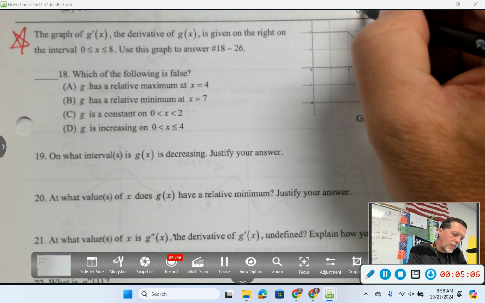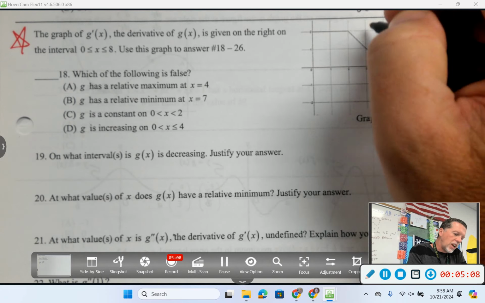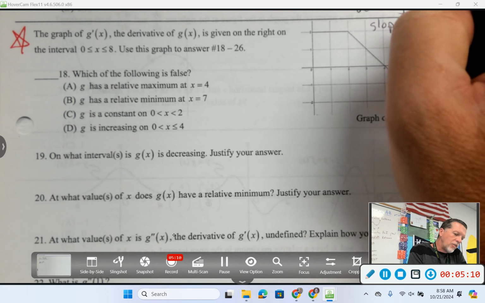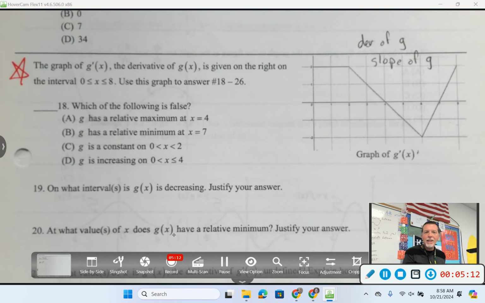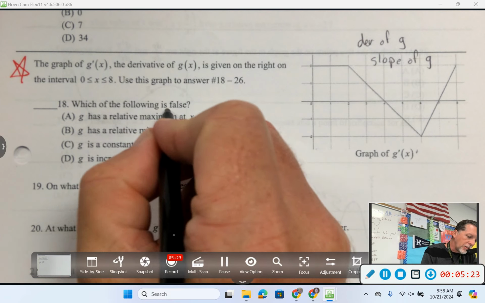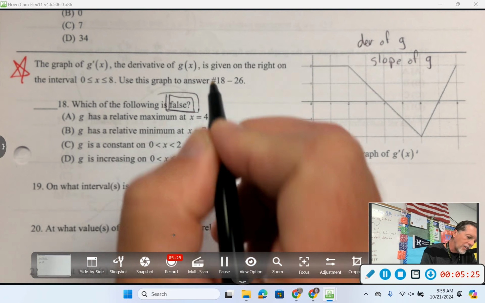Okay, so this is the derivative of g. This is the slope of g. I don't have to rewrite that, but I'm just trying to get my brain around the fact that this is not the picture of g. This is the picture of g prime. Okay, which of the following is false? All right, so extra careful here.